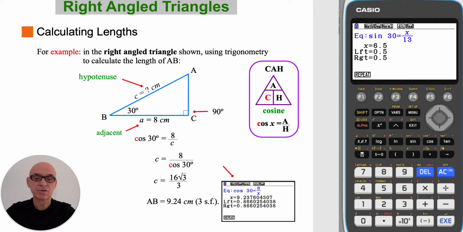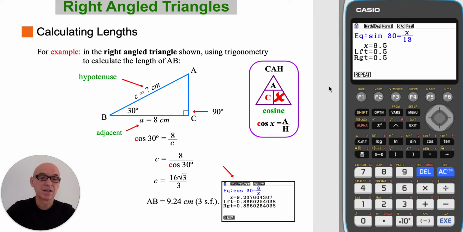Rearranging the equation to find c. Additionally, in our triangle, if we cover up the hypotenuse, we see that we need to divide the adjacent by the cosine of the angle. Alternatively, we don't need to do any rearranging, we can just type the equation as it is into equation solver.